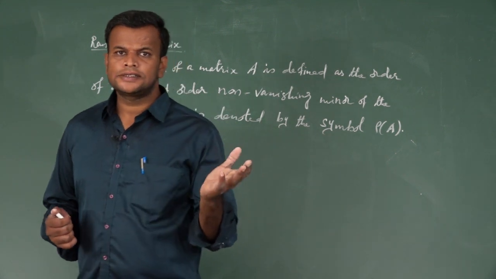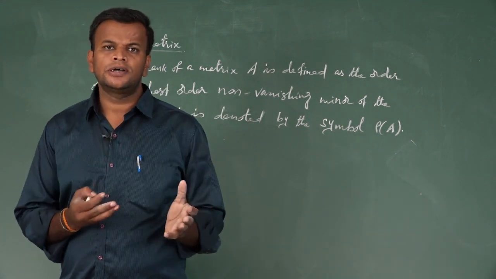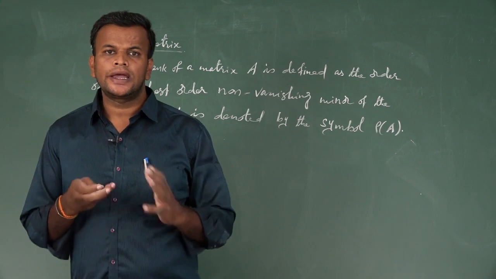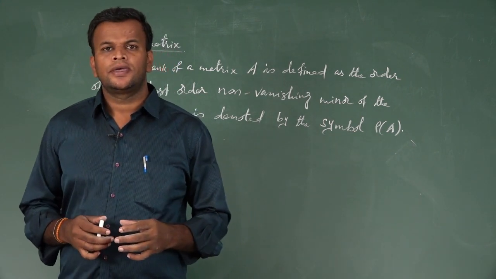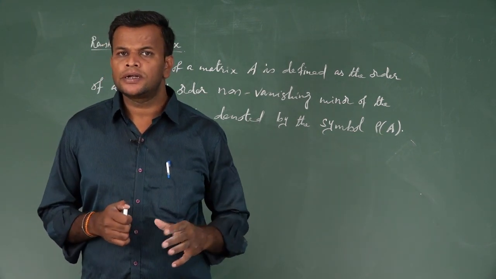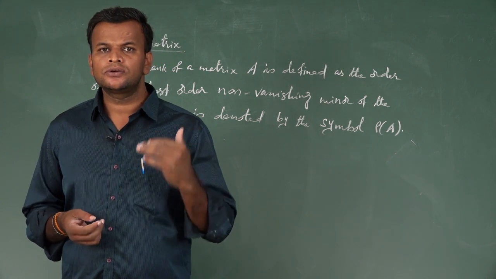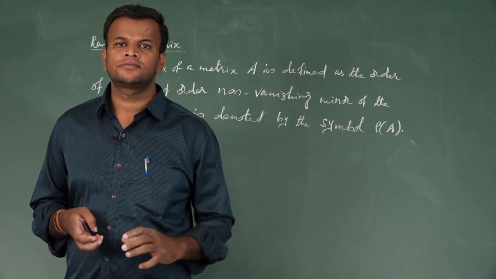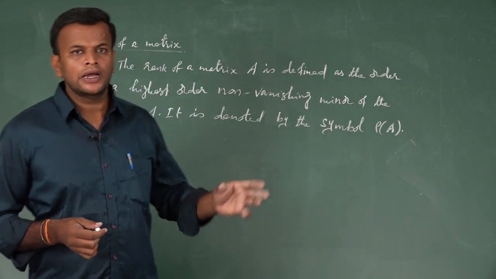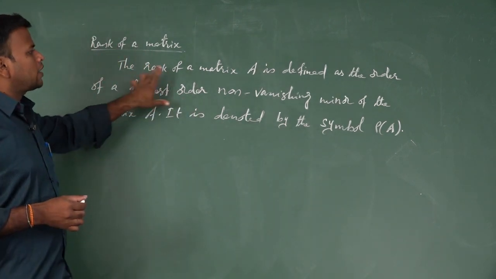Okay, now we move to the second exercise. First exercise over. The second exercise is the rank of a matrix. The rank of a matrix is nothing but the number of non-zero rows that occur in the given matrix.